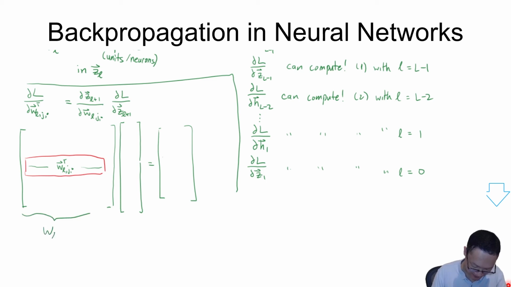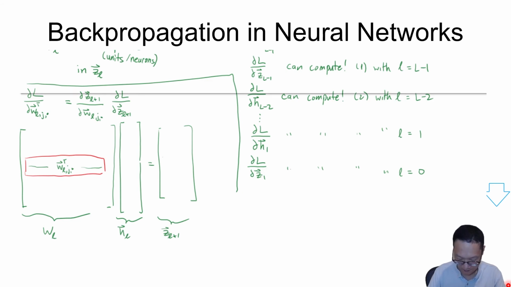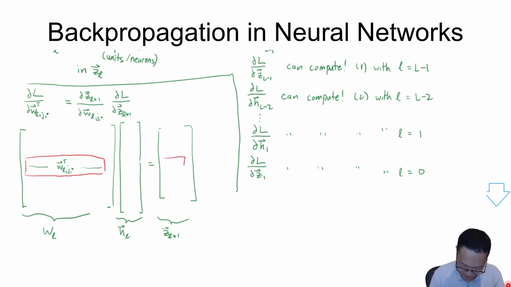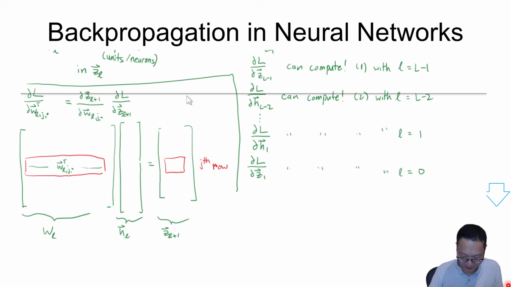Okay, this is WL. This is HL. And this is ZL plus one. When we take the red part, multiply by HL, we will get the jth component of ZL plus one. We'll get this one. So this is the jth row. So now we can write down, again, this part is known, so we only have to write this down, right?